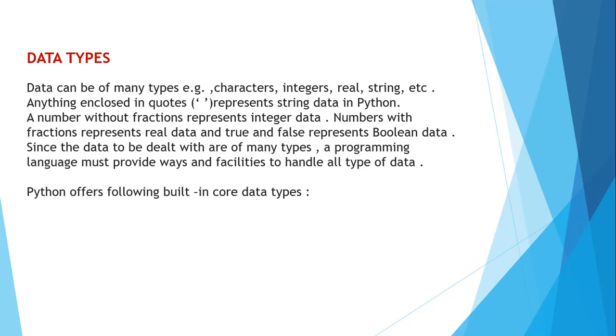Now let's see what the different data types present in our Python programming language are. That is shown to you in the form of these items. First one is number, second is strings, third is list, next is tuple, next is dictionary.